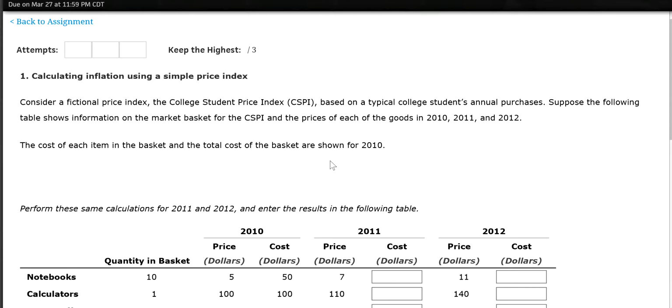Hi class, in this video I'm going to show you how to do number 1 in your chapter 11 app player homework. So we're looking for inflation using a simple price index.